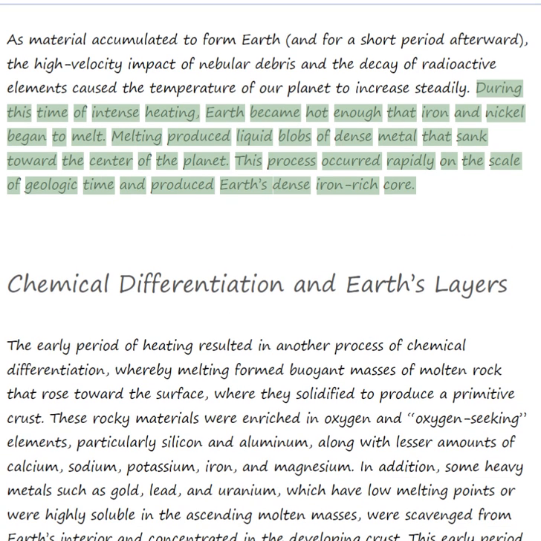During this time of intense heating, Earth became hot enough that iron and nickel began to melt. Melting produced liquid blobs of dense metal that sank toward the center of the planet. This process occurred rapidly on the scale of geologic time and produced Earth's dense iron-rich core.